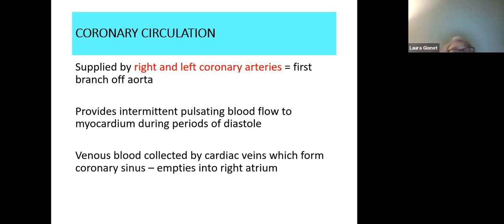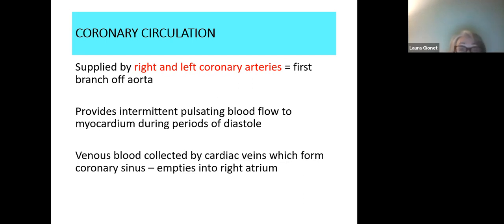They enter as arteries and branch off into smaller arteries and arterioles and ultimately a capillary bed where we can gas exchange. Then deoxygenated blood, rich in carbon dioxide, will reform into venules and veins to a coronary sinus and take that deoxygenated blood from the coronary circulation to the right atrium so it can be transported back to the lungs to drop off the carbon dioxide and pick up more oxygen. So it's supplied by the right and left coronary arteries. They are the first branches off the aorta.